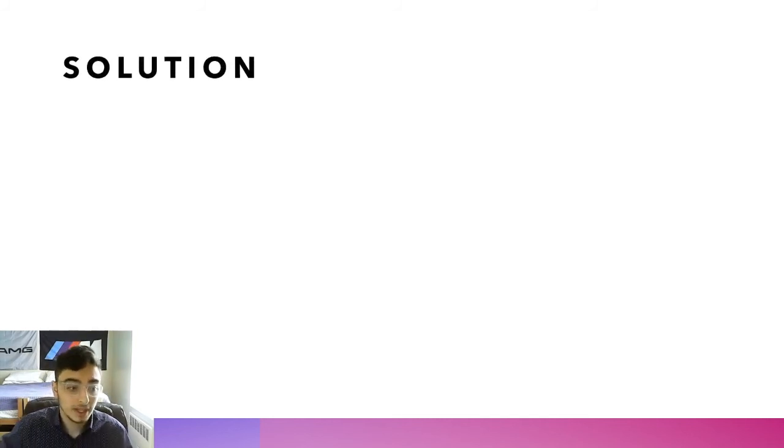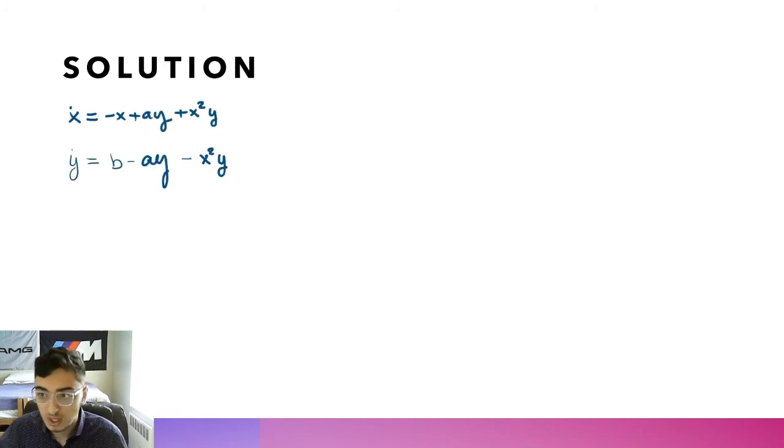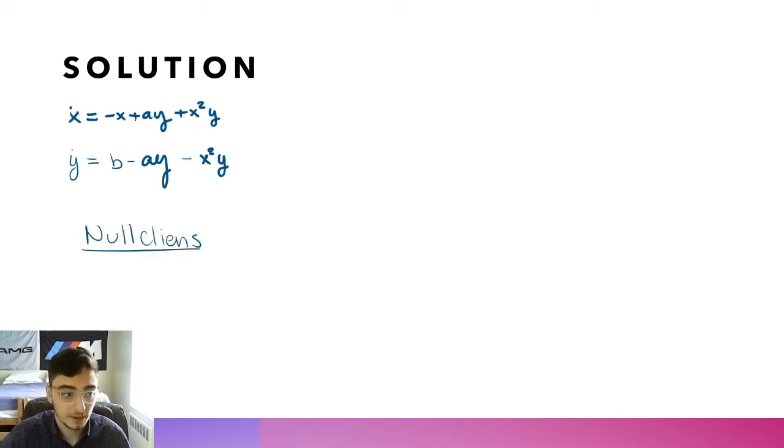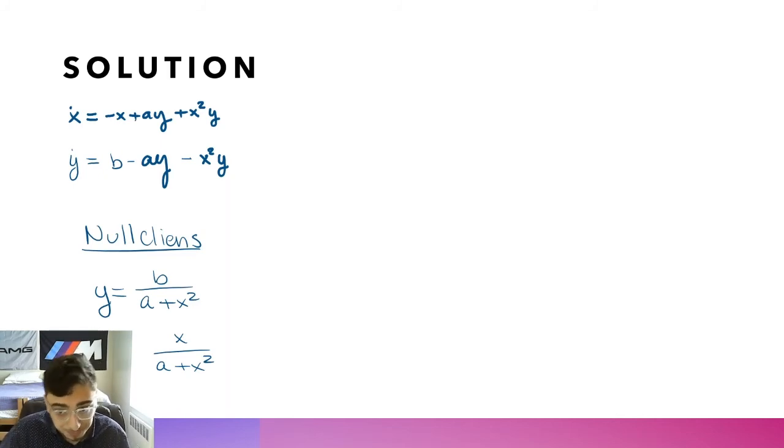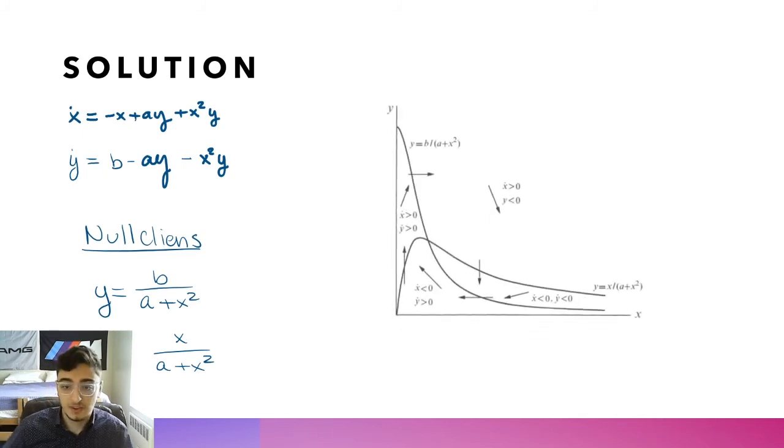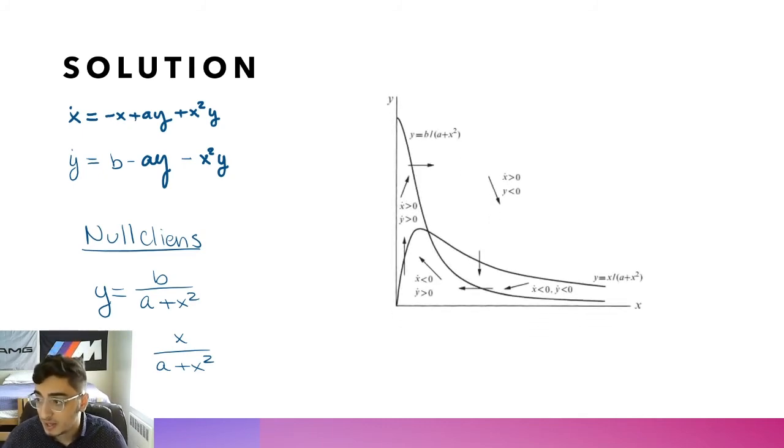So now we're going to get into the solution a little bit. We have the model that was described earlier, and the first step that Selkov took was finding the nullclines. Now I'm not going to take you through it, I'm just going to describe what the nullclines he found were. In this case, they're y equals b over a plus x squared and y equals x over a plus x squared. And eventually, he plotted them to find this plot.